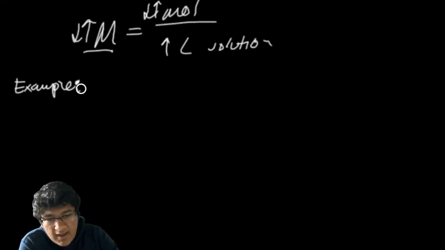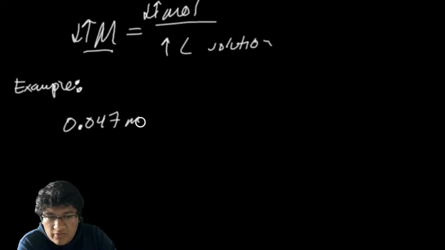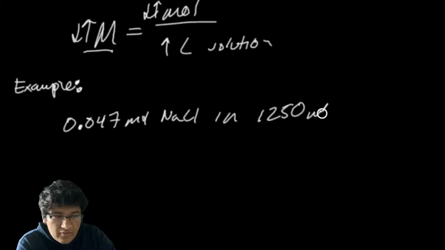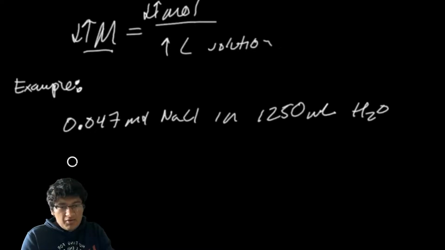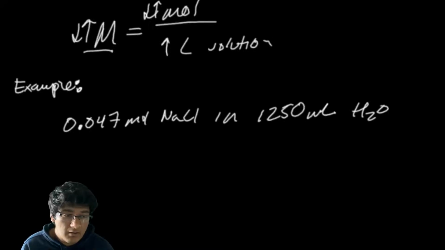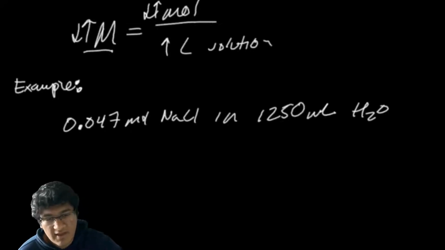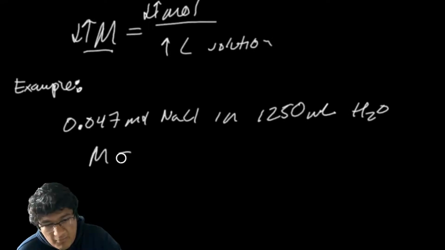Say I had 0.047 moles of NaCl in 1250 milliliters of water. So we know our final volume and we know our moles, and say everything has dissolved, we want to find the molarity. Notice that all we have to do is set up M is equal to moles per volume.